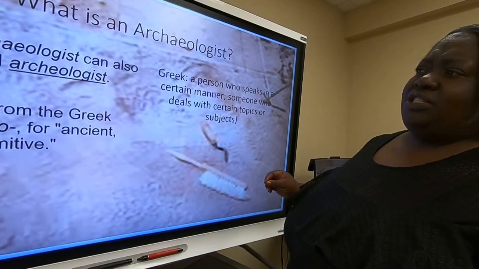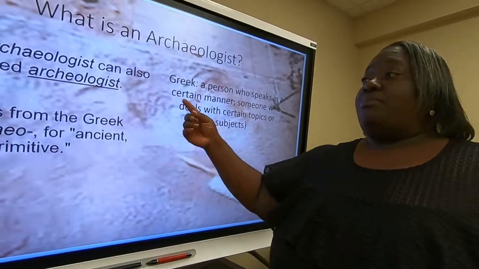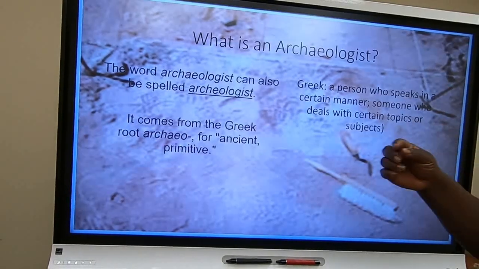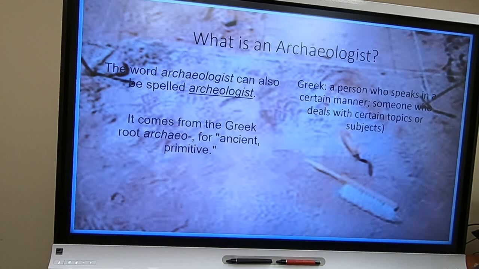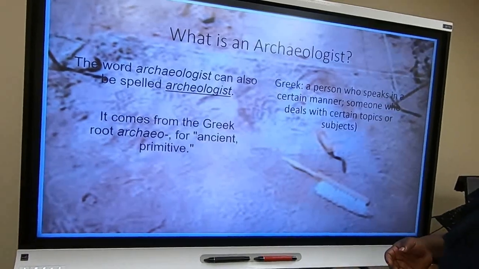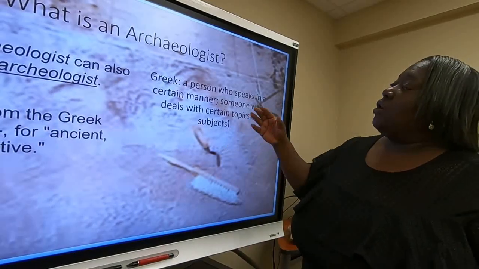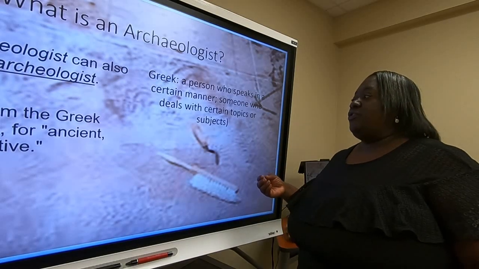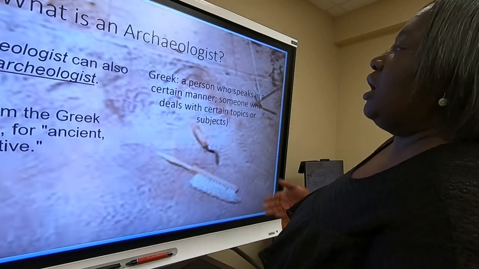What is an archaeologist? First of all, I want you all to know that the word archaeologist can be spelled two different ways. So if you see it spelled without the A, it is okay. They both mean the same thing. So where did this word derive from? It is a Greek word. The root is archaeo, for ancient and primitive, and the ending means a person who speaks in a certain manner, someone who deals with certain topics or subjects. That is the ologist. So we have archaeologist.